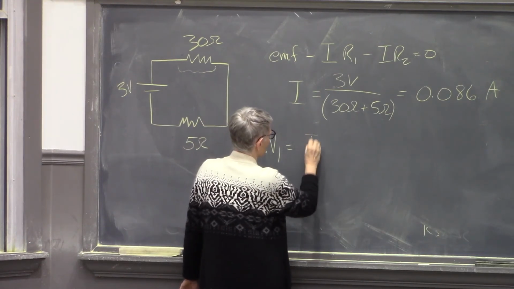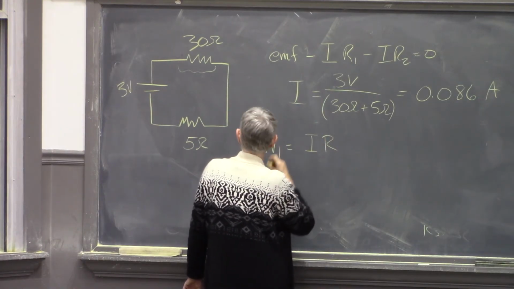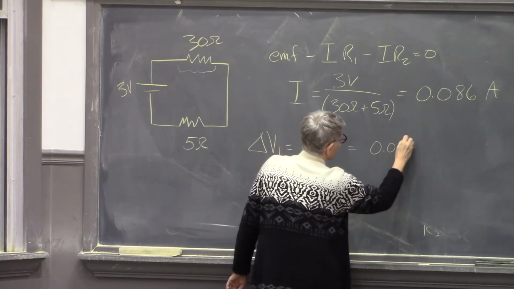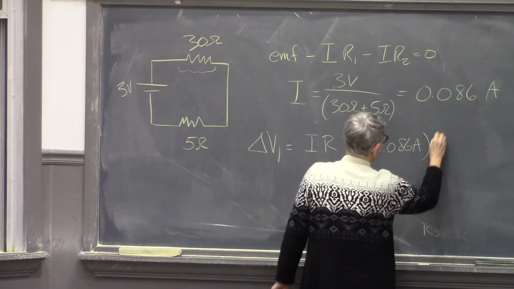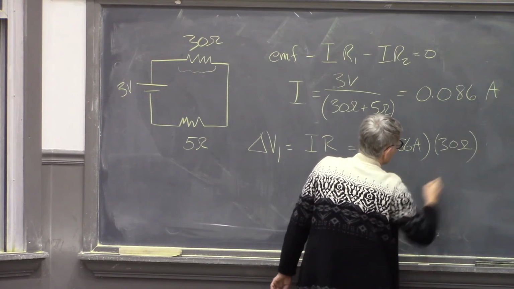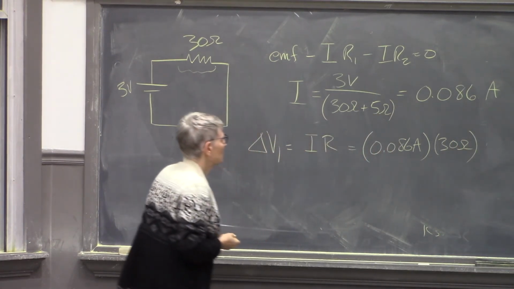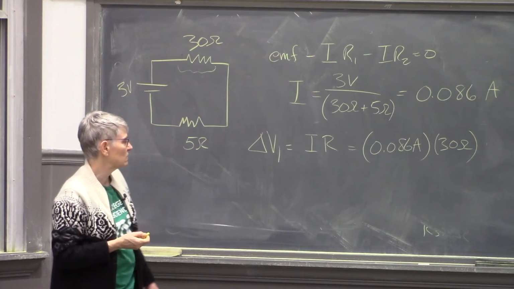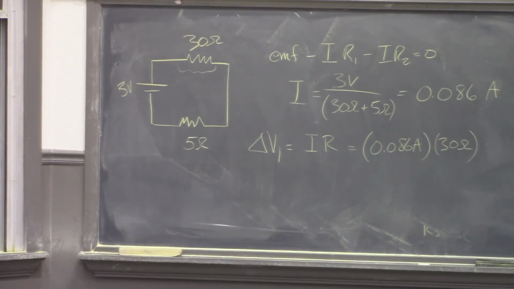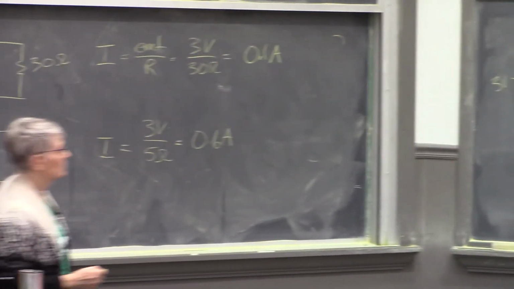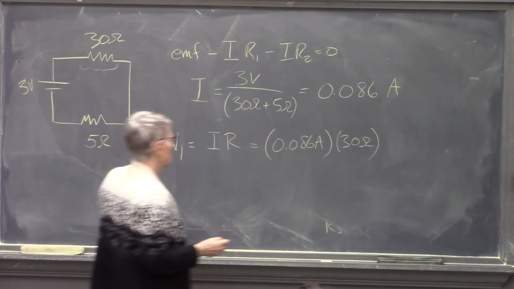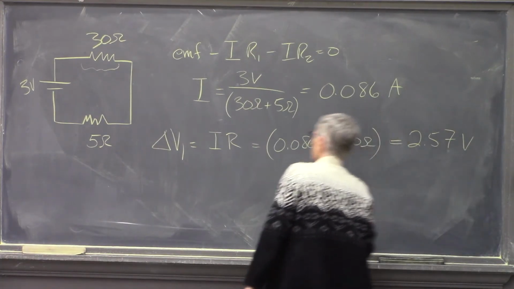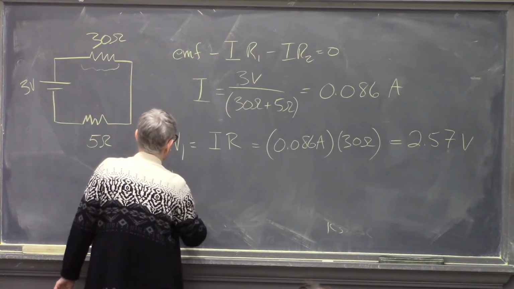Okay, so it's the current times the resistance, so the absolute value here. So that's 0.086 amps times 30 ohms. If it was 0.1, it would be 3 volts, but it's a little bit less than 3 volts. So I think that's what I got, 2.57 volts.